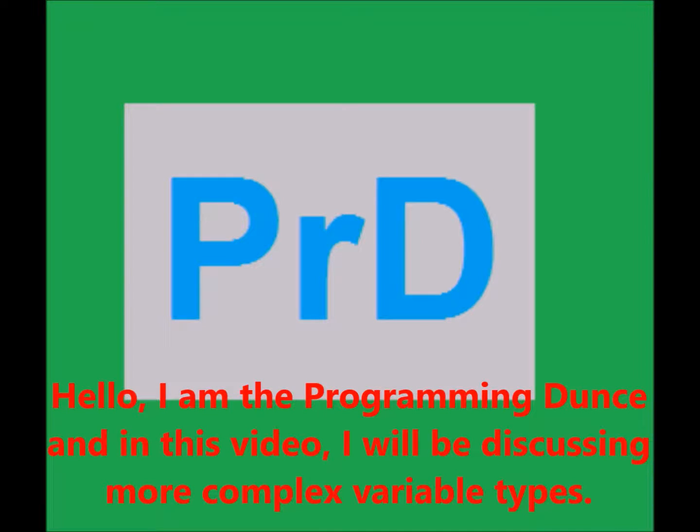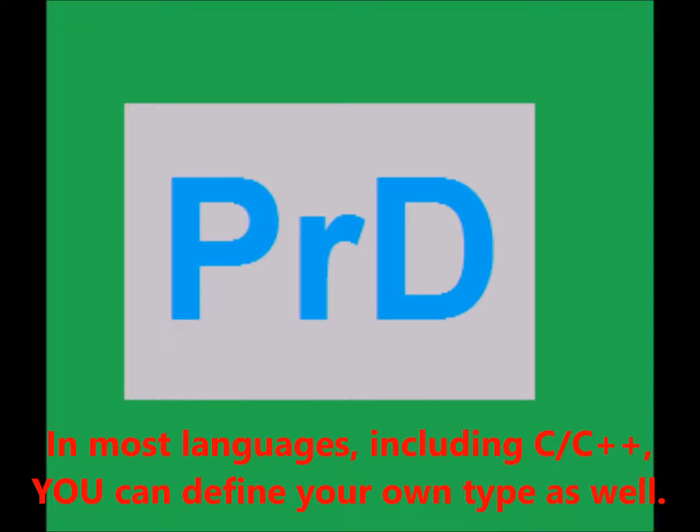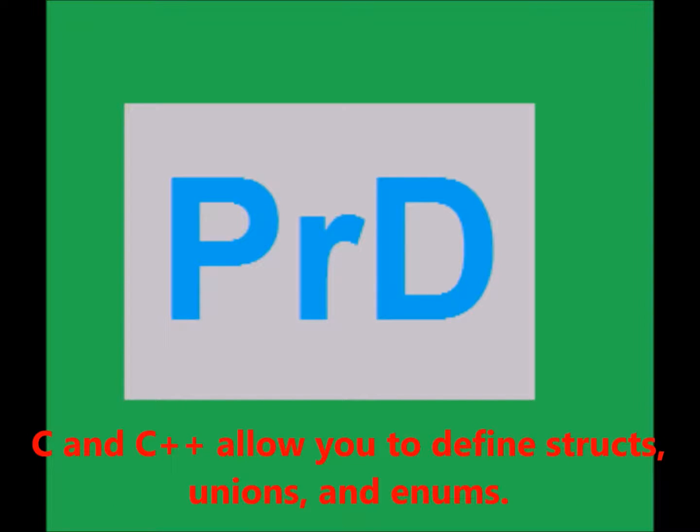Hello, I am the Programming Dunce, and in this video I will be discussing more complex variable types. These types can be defined in a library, a header file, or other resources in your environment. In most languages, including C and C++, you can define your own type as well. C and C++ allow you to define structs, unions, and enums.